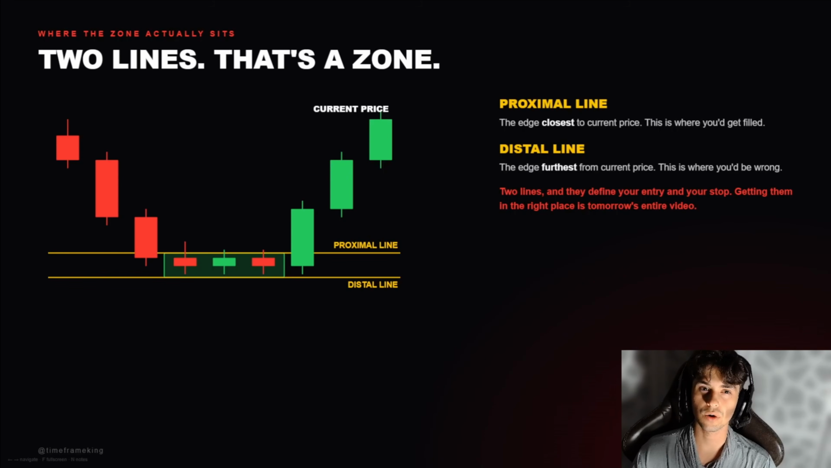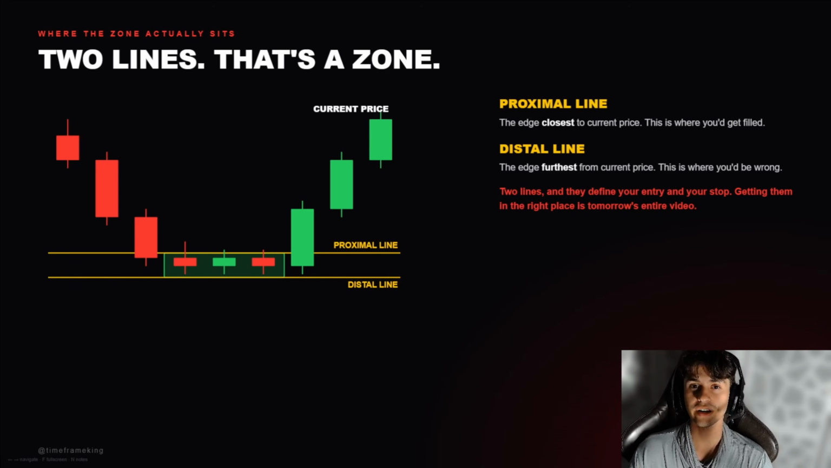So how do you actually draw a zone? Because now you've got a base and you need to turn it into something you can actually trade. And that takes two lines. The proximal line is the edge closest to current price. That's where you want to get filled. And the distal line is the edge furthest from current price. That's where you want to place your stop. Okay, so it's two lines. One is your entry, one is your stop. And getting them in exactly the right place is tomorrow's entire video, because almost everybody puts them in the wrong spot, and that can always cost you extra risk.